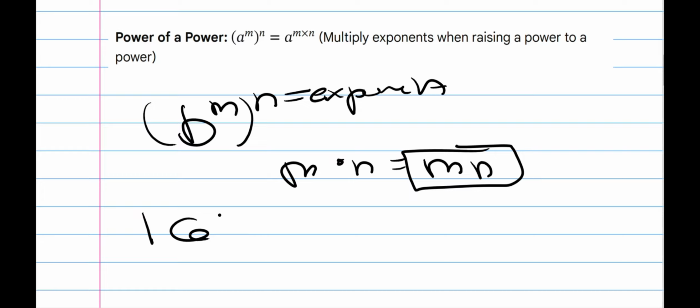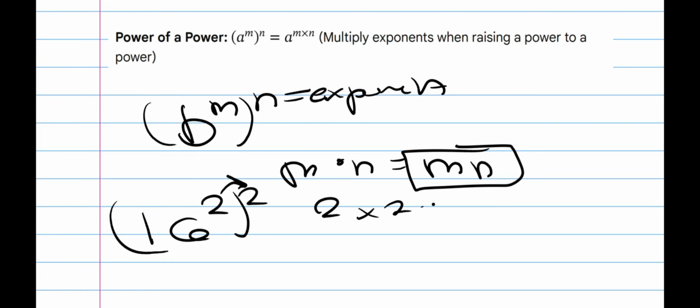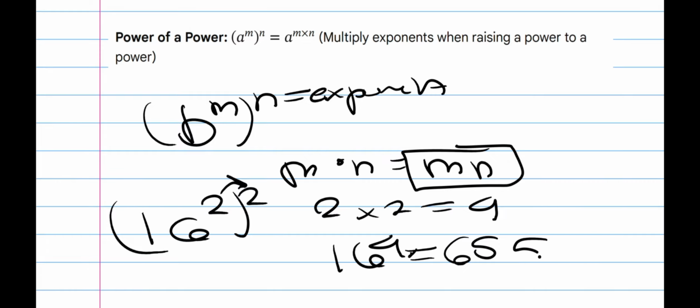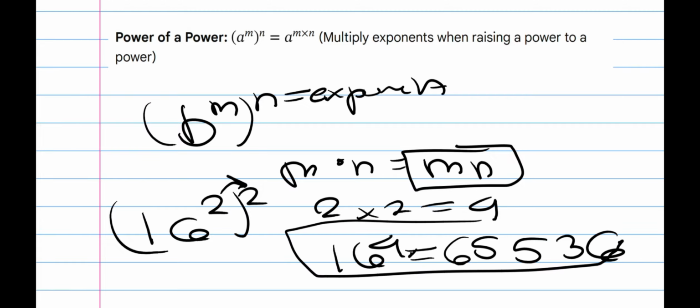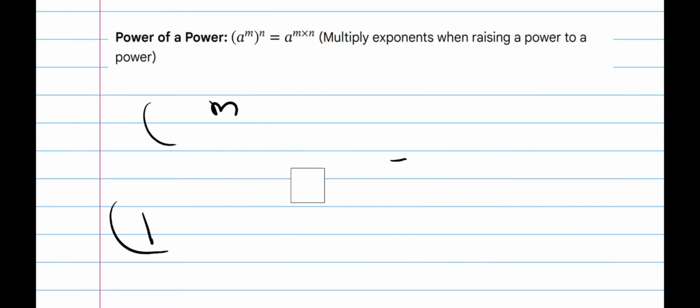Let's say you're given 16 squared, and there's another exponent of 2 outside. You just basically multiply the exponents. So that would be 2 times 2 is equal to 4. And you would get 16 to the power of 4. And that value, let me check, is 65,536. That's how you get the power of a power rule. It's pretty simple and pretty basic.